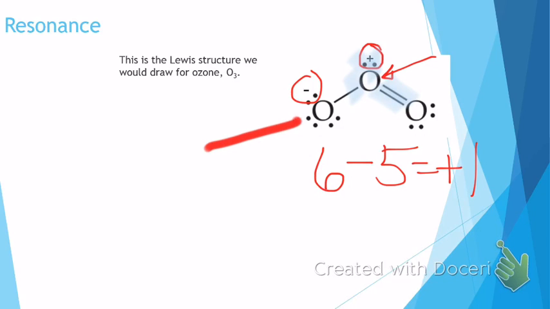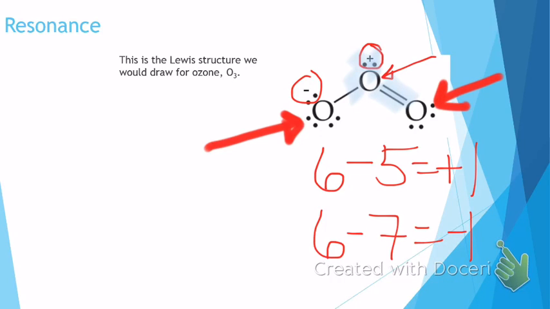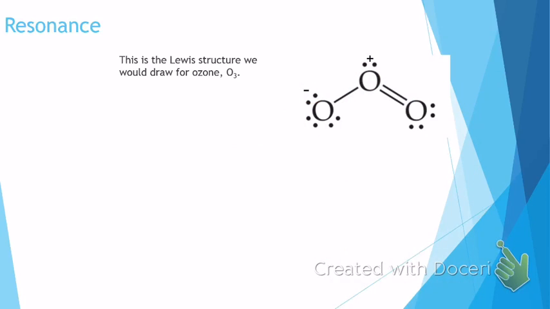Likewise, the oxygen we have drawn on the left had 6 valence electrons, but currently it has 6 lone electrons plus 1 bond, which means 7. So it's a -1 charge. But the oxygen on the right is neutral because it has 4 lone electrons and 2 bonds, so 6 minus 6 is 0. So that's a possible Lewis structure. However, this is also a possible Lewis structure.